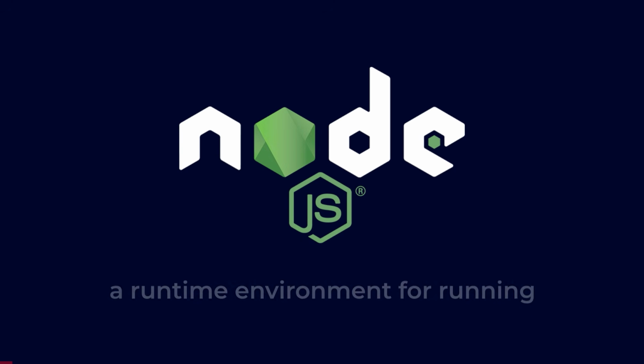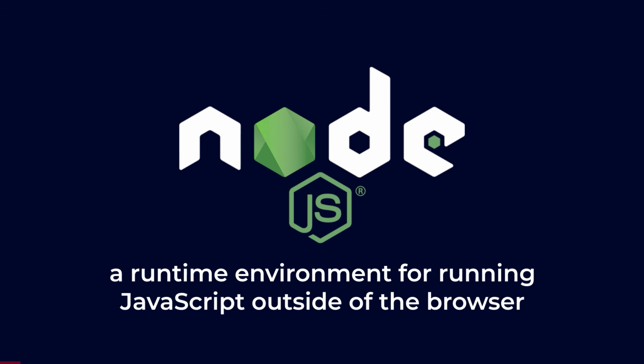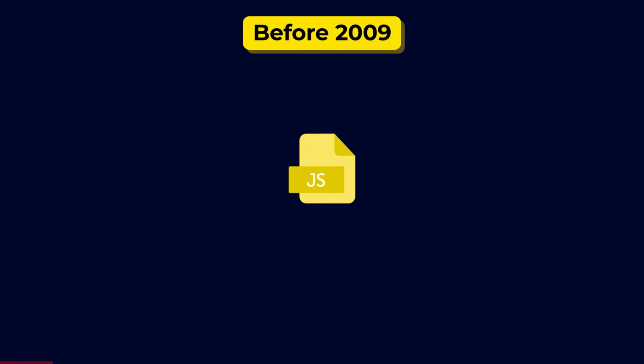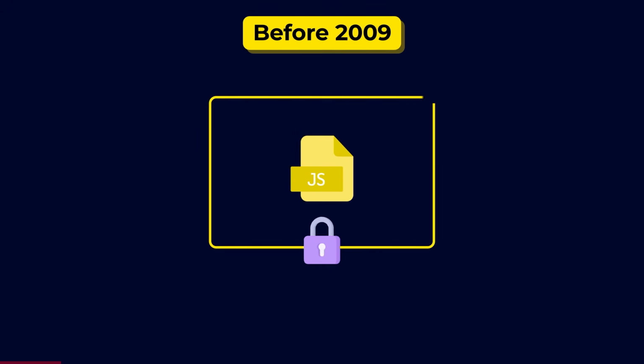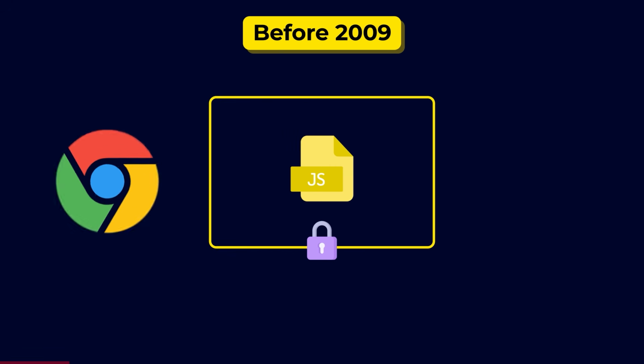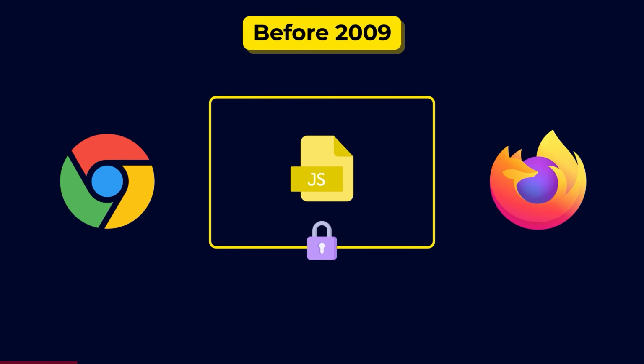So in the previous lesson, we saw Node.js is a runtime environment for running JavaScript code outside of the browser. But let's see how Node.js was invented, with an interesting story. So before 2009, JavaScript was like a superhero trapped inside a browser like Chrome, Firefox and many more browsers.